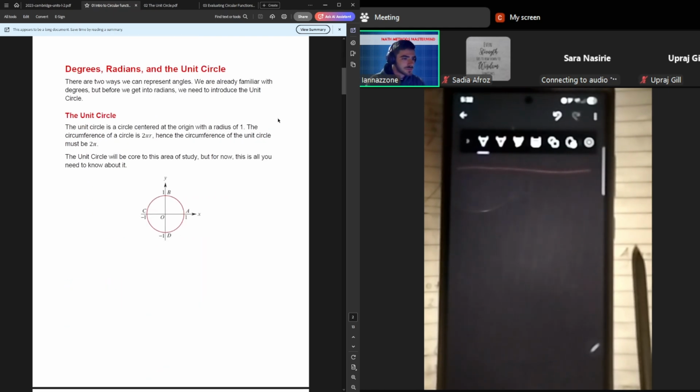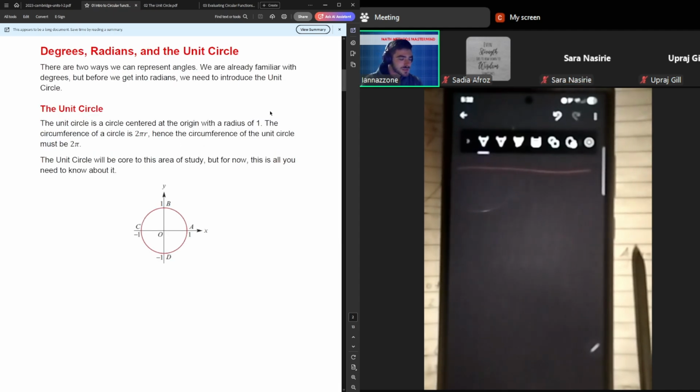Okay, so first thing we look at: degrees, radians, and the unit circle. The unit circle is something you'll become intimately familiar with as you do a lot more circular function work.